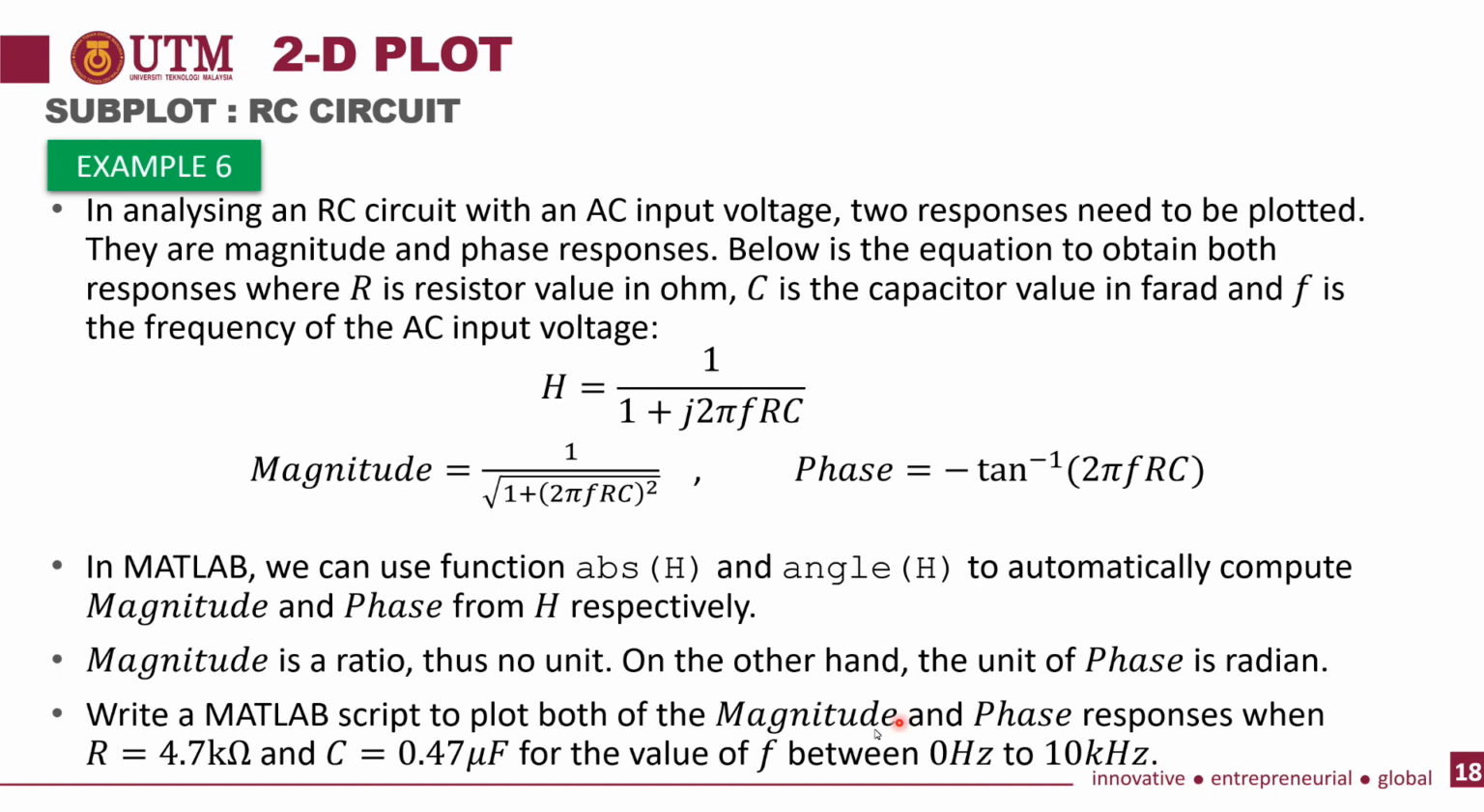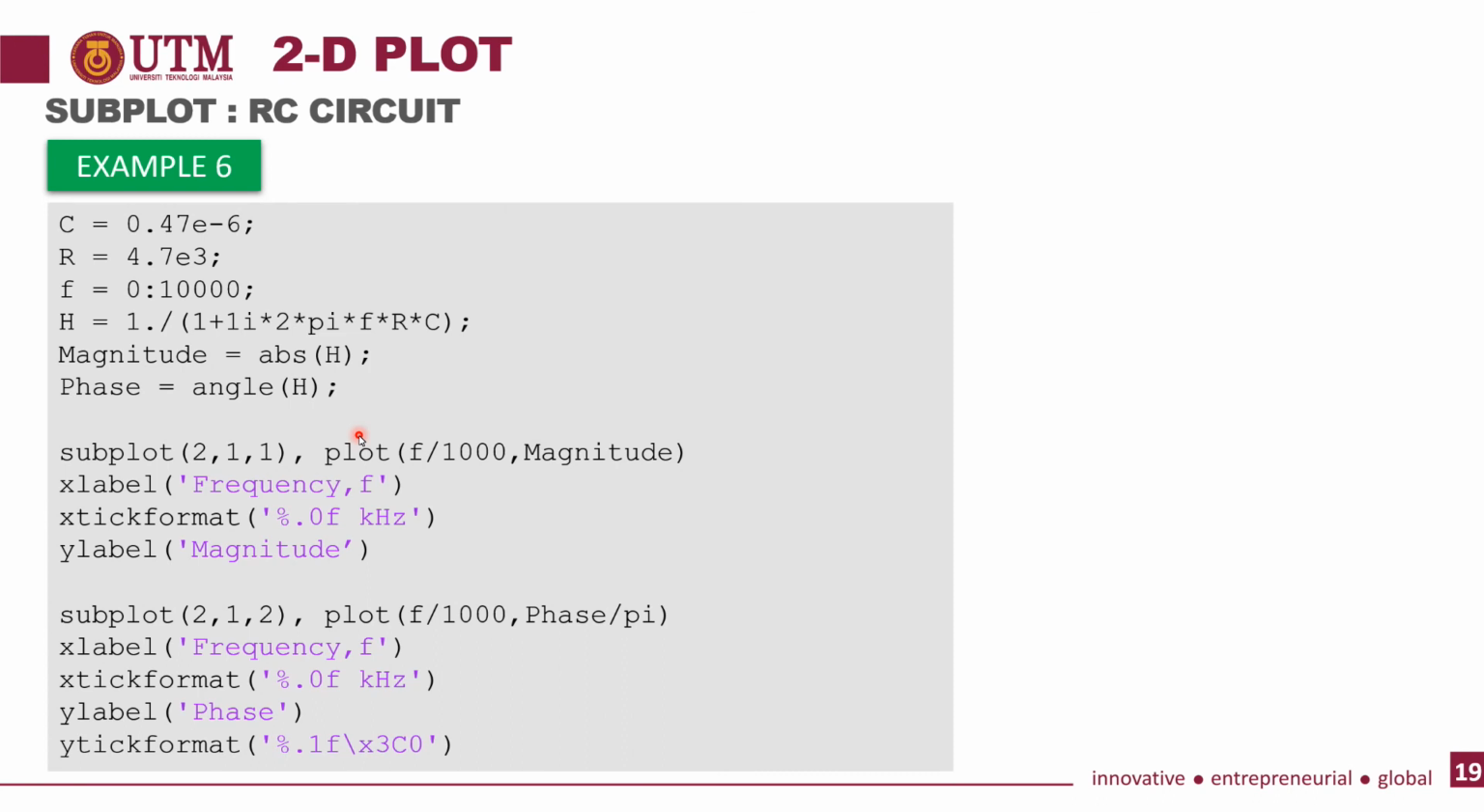The frequency here is actually the function variable, so it will be put on the x-axis and this one will be put on the y-axis. All right, so this is the code for example number 6. First you need to initialize the variables, and then what we want to focus on is here.